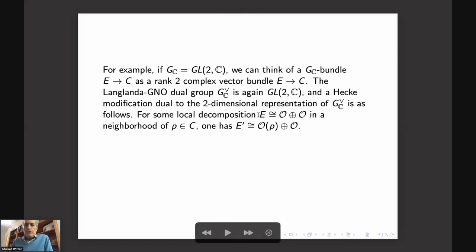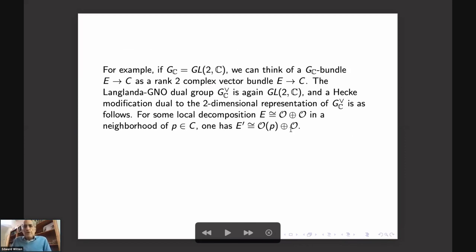Locally, we can trivialize E and write it as the direct sum of two trivial line bundles O in a neighborhood of the point P where we're planning to make the Hecke modification. And then we could say that in the same local decomposition, E prime is O(P) plus O.